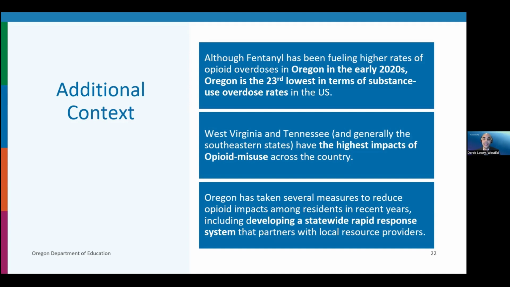The landscape to prevent and address opioid use is actually rapidly changing, with efforts to implement prevention strategies and lesson plans in schools, increased availability of naloxone, and increased harm reduction efforts across the state, including the statewide rapid response system that allows folks to partner with local resource providers who do outreach to communities and to try and address opioid impacts quickly and with additional supports.